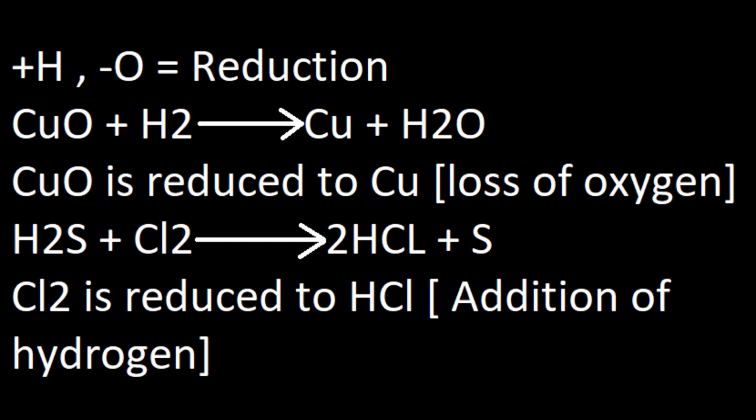Now in the second example, H2S plus Cl2 arrow, you are getting HCl plus S, in which chlorine is reduced to HCl. Chlorine is reduced to HCl, that is the addition of hydrogen. In reduction you remember loss of oxygen and addition of hydrogen.